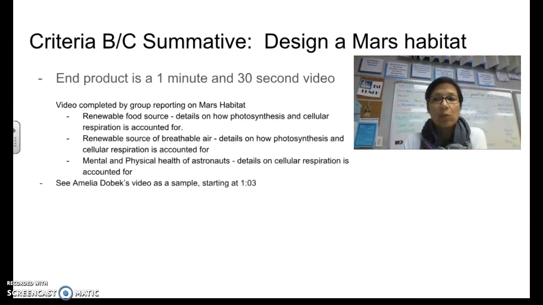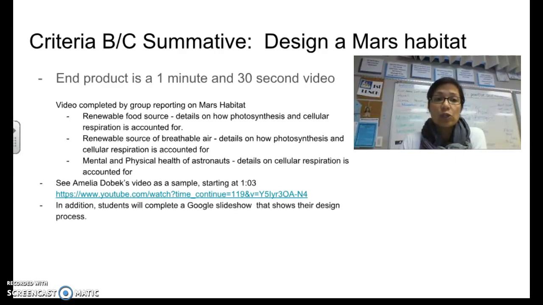They can use a whiteboard when they're doing their video. They can use paper to illustrate their ideas. Just for them to be able to communicate what they think will be needed for astronauts to survive in Mars's atmosphere and environment.